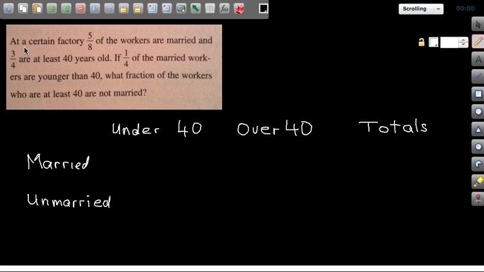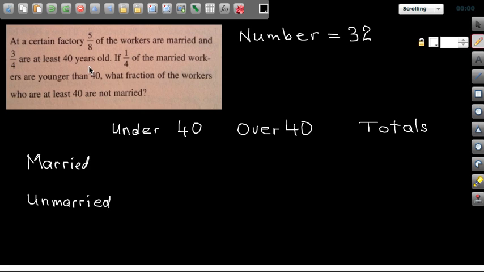So I have at a certain factory, 5/8 of the workers are married, and there are some married and some unmarried, and some under 40 and some over 40. And they're all fractions. I look at all the denominators. I want to pick a number. If it was a percent problem, I would pick 100. But I want to pick a number that 8 and 4 will go quite nicely. And let's just say I picked 32. So now 5/8 of 32 workers are married, and 3/4 are at least 40 years old.